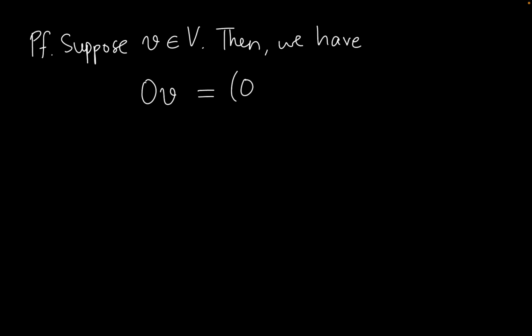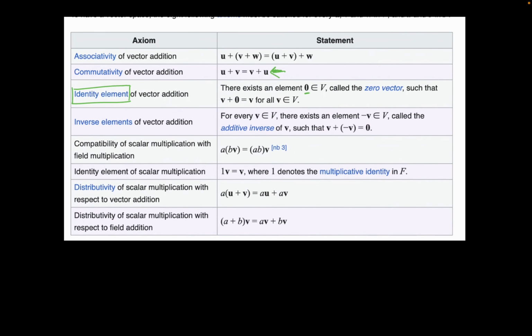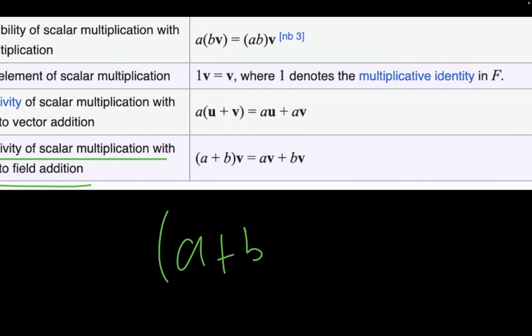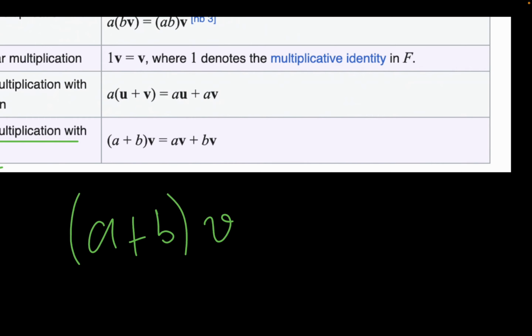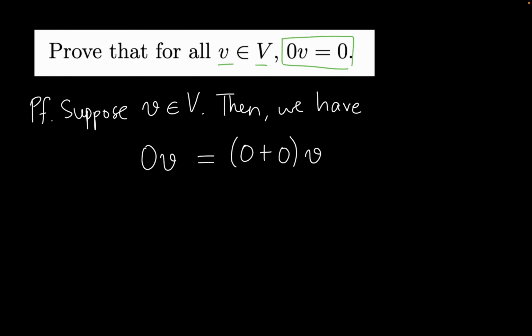So we have this is equal to (0 plus 0) times v, where 0 plus 0 is the same as a scalar 0. And now we'll use this property of the vector space, which we call... no, sorry, not this property, the second property, distributivity of scalar multiplication with respect to field addition. So if we have a scalar like a plus b multiplying vector v, this is equal to av plus bv. So this is an axiom. We're going to apply it above, and we have this is equal to 0v plus 0v.